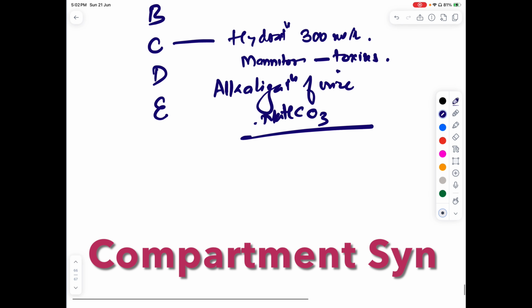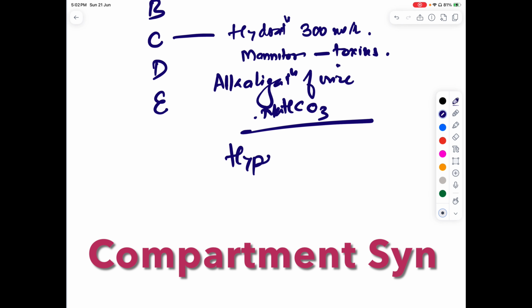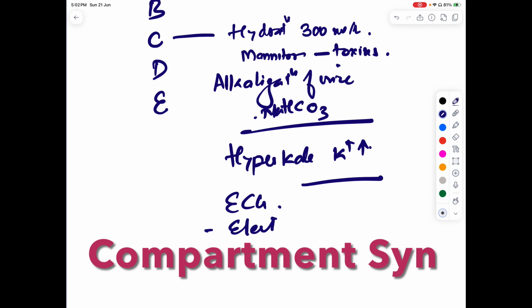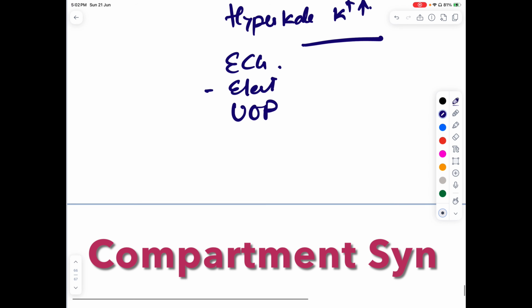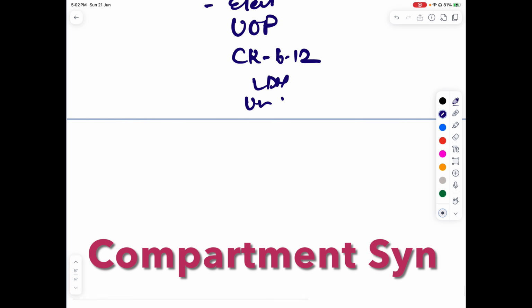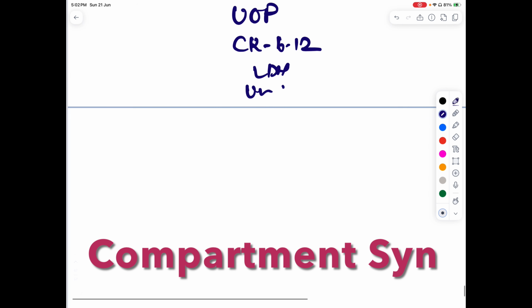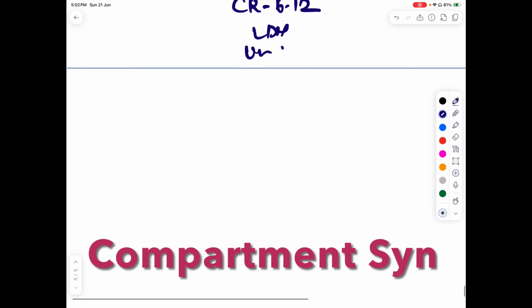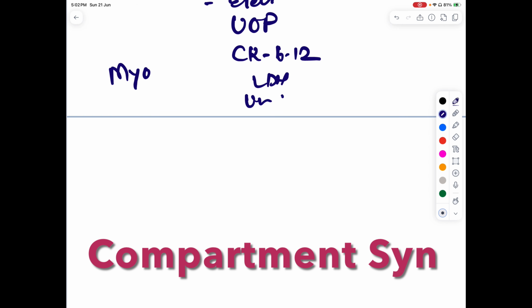If hyperkalemia is there, and potassium is raised to a high level, you have to manage accordingly. ECG monitoring has to be done, electrolytes checked, and urine output monitored. Creatine kinase should be checked every 6 to 12 hours, along with LDH, myoglobin in the urine, and compartment pressure. How is alkalization of urine done? It is by sodium bicarbonate. Why is it important? To prevent renal damage, to prevent myoglobin casts.